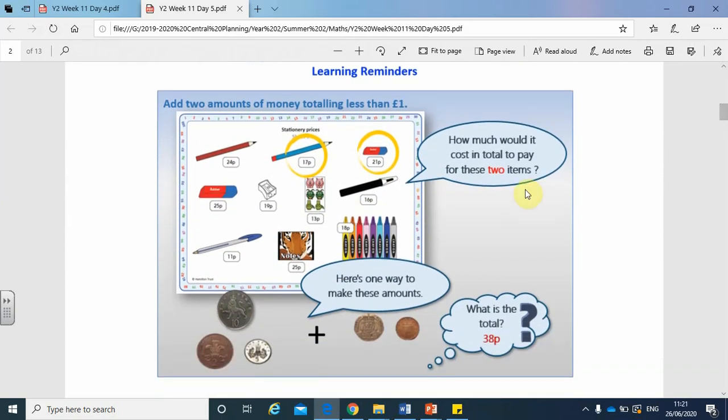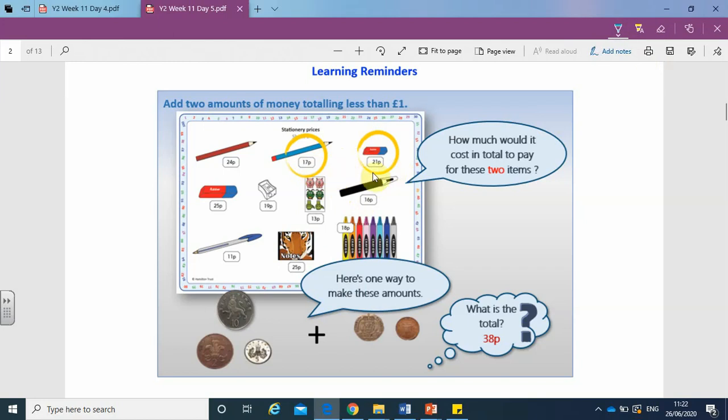A few learning reminders. We're going to be looking at adding two amounts of money. We can do this quite easily because we can use our strategies such as column addition, we can use a number line, we could even count in our tens or our fives, and that will really help us as well. So what we're going to be looking at is some different values. If you used to go to a shop and you wanted two different values, how much would it cost to add those together? So here's an example of 17 and 21.